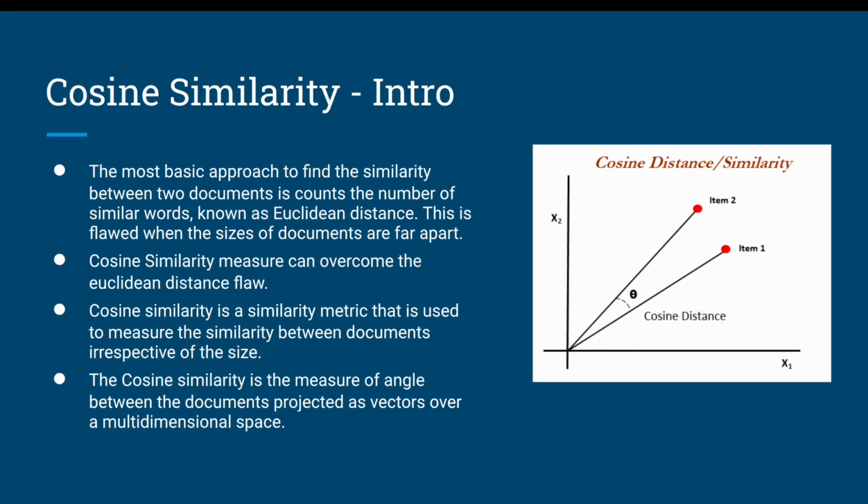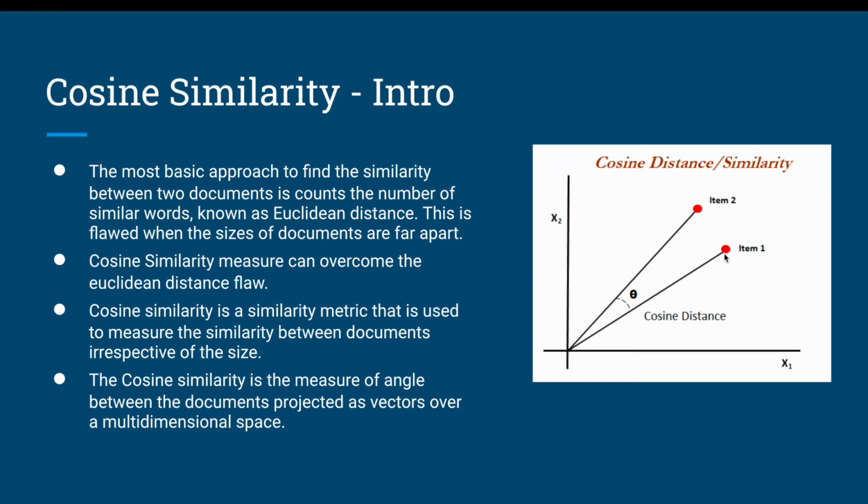Let us imagine that we are given two documents, item 1 and item 2, and we were asked to find the similarity between them. The most basic approach that we could think of is counting the maximum number of common words between those two documents. If those two documents were given to us as vectors projected in a multi-dimensional space, the same thing, counting the maximum number of common words, is called Euclidean distance. Euclidean distance is basically measuring the distance between those two vectors.